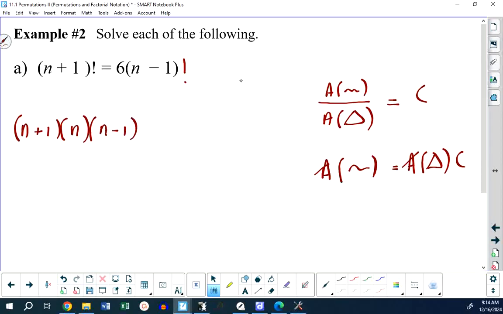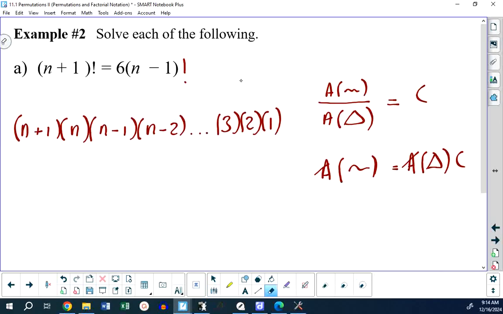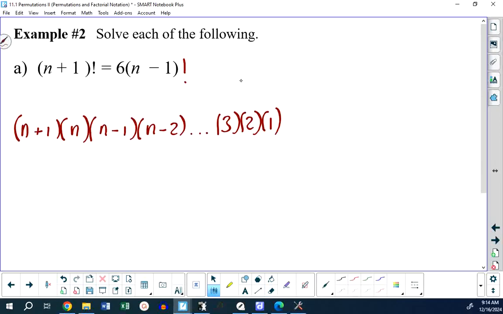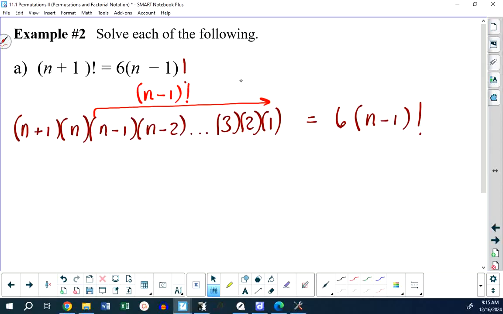We subtract 1, etc., down to 3 times 2 times 1. And this is equal to 6 times n minus 1 factorial. But n minus 1 factorial is this. And that's why I gave that little mini lesson at the beginning that, you know, if you have a factor over a factor, you can cancel them. But if you have a factor on one side and on the other side you have a factor, you can still cancel them. So these go.